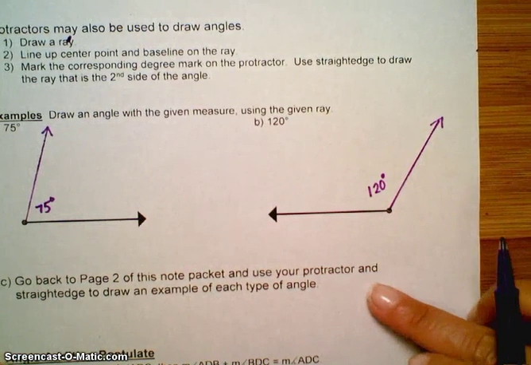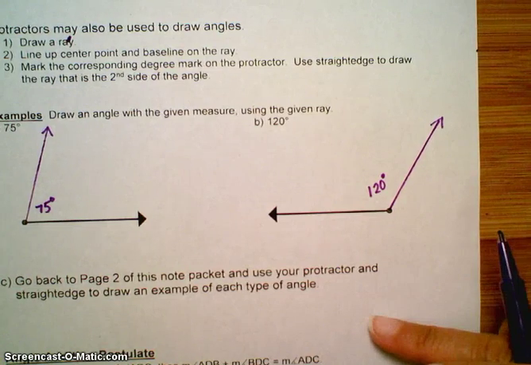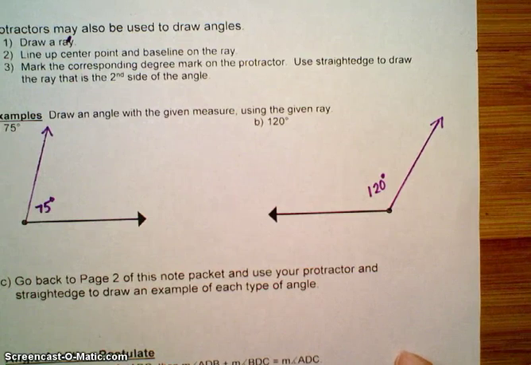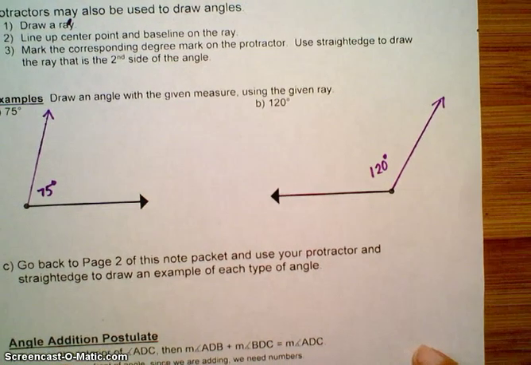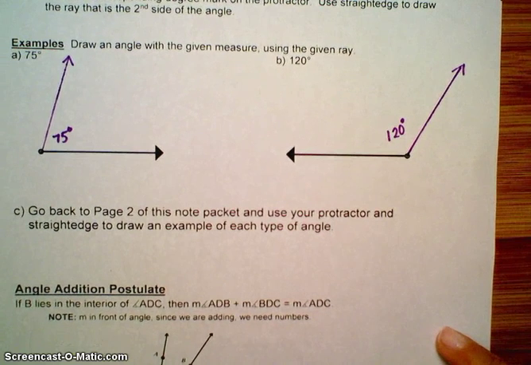Now, it's asked us to go back to page 2 and use the protractor to draw examples of each type of angle. We're not going to do that for now, so again, be sure to check either in conference or come on by and just ask questions in class.